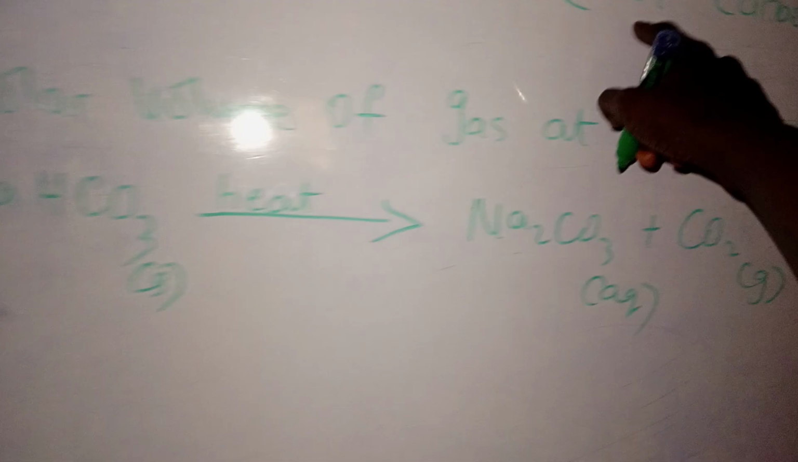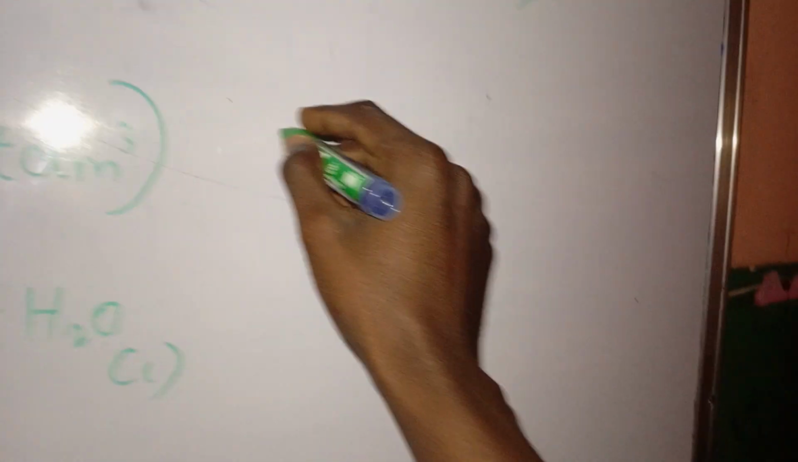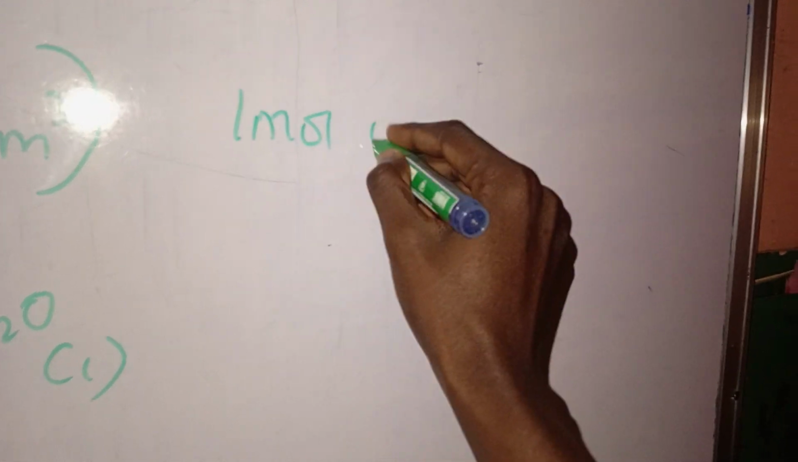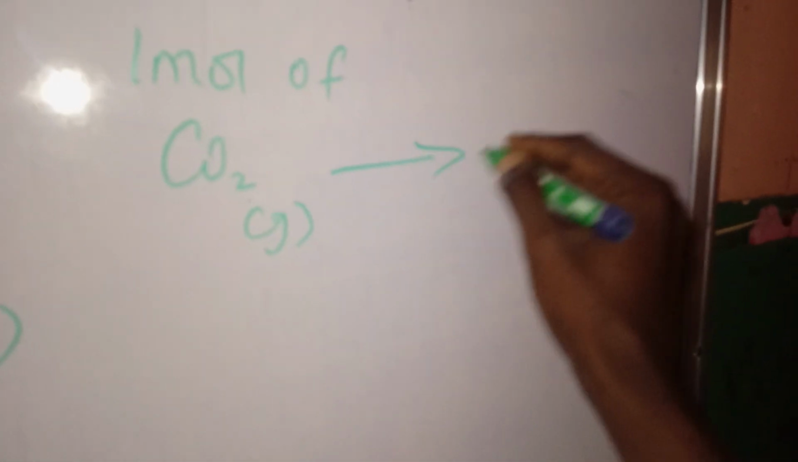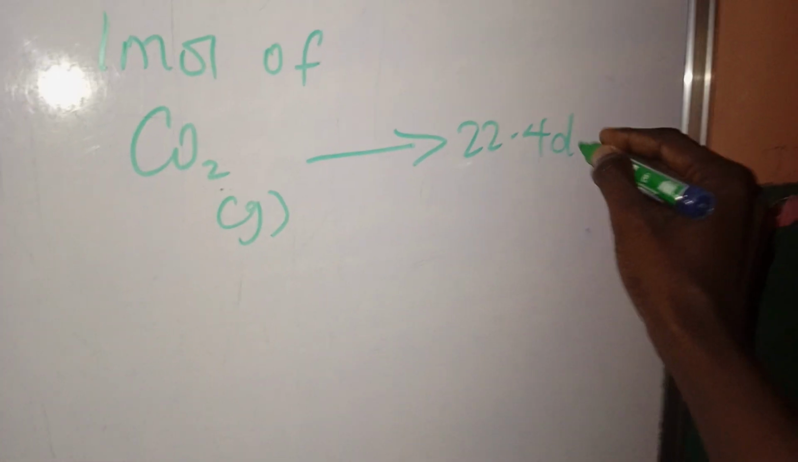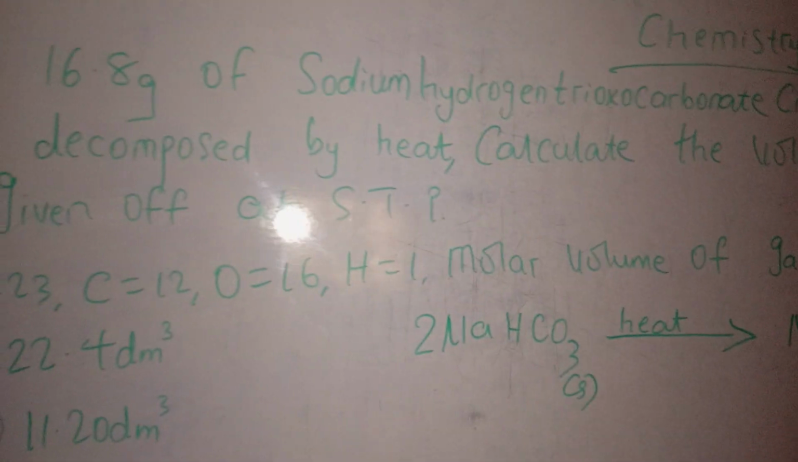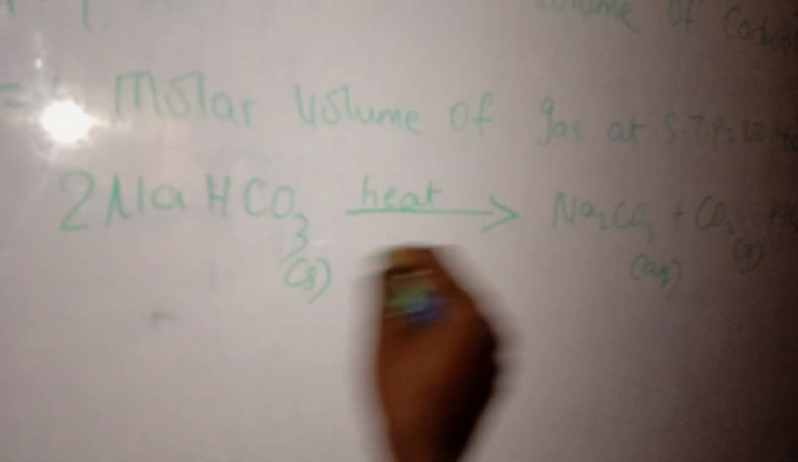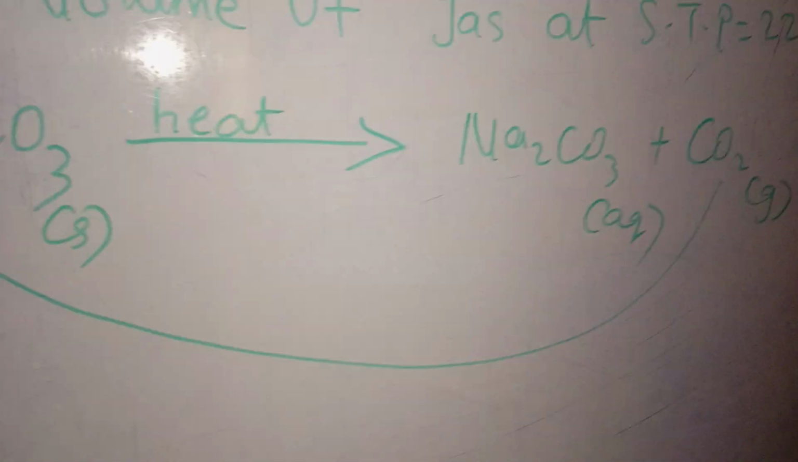Now you're looking for the volume of carbon dioxide given off. Remember that 1 mole of CO2 gas contains 22.4 dm cube. So therefore, we're going to get the number of moles of CO2 that was given off. Now let's go back to the equation. This is basic stoichiometry. They gave you 16.8 gram of this. I tell students, get the connecting factor. The connecting factor is NaHCO3 and CO2.